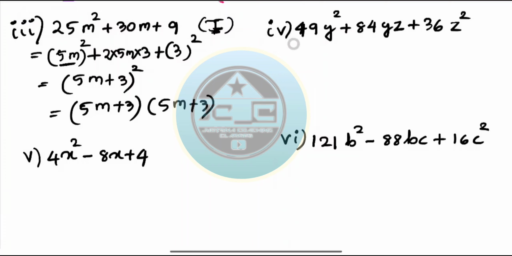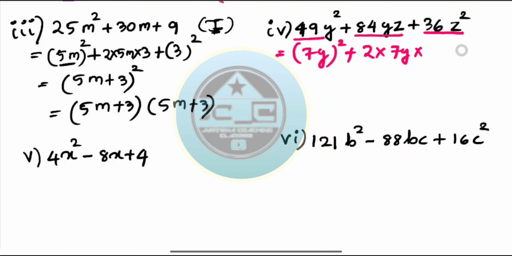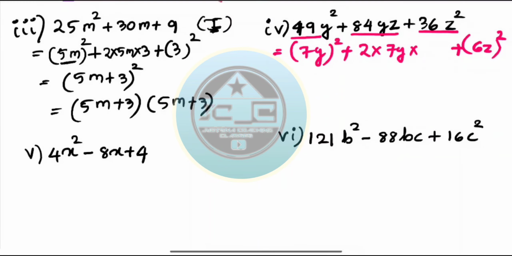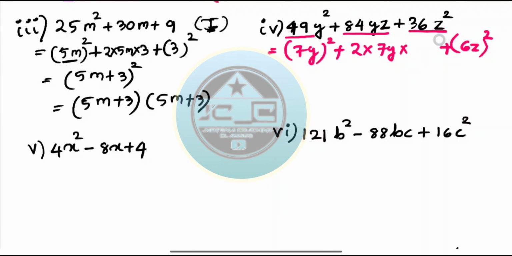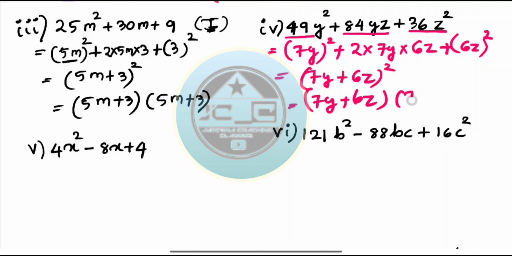While doing the fourth one, 49y square plus 84yz plus 36z square, right? 49y square is the square of 7y, plus this is 2 into 7y into dash. We do not know that yet, so leave a space. Then 36z square is 6z square, so plus 6z square. Now 6z will be b, so you write here 6z. Now we know a square plus 2 into a into b plus b square. So 7y plus 6z whole square. It is 7y plus 6z into 7y plus 6z.